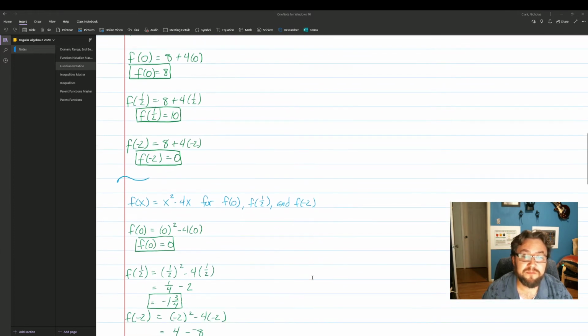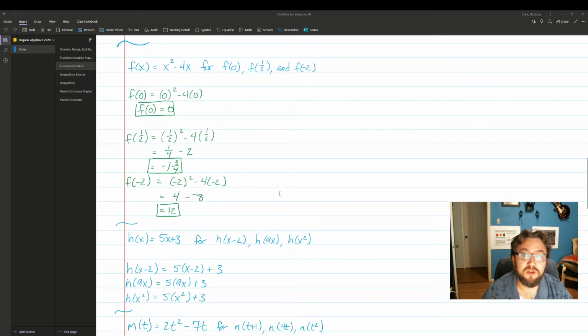Works the same way whether you've got squares or other stuff going on. All we do is plug in the value where x goes and then solve. Whether that be on pencil and paper or with a calculator, you plug it in and solve. Plug and chug, as they say.